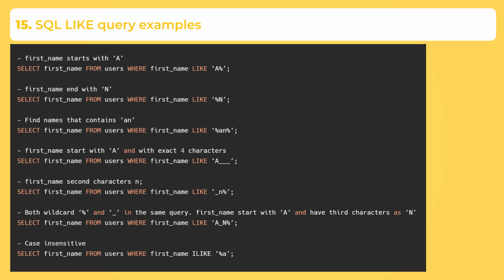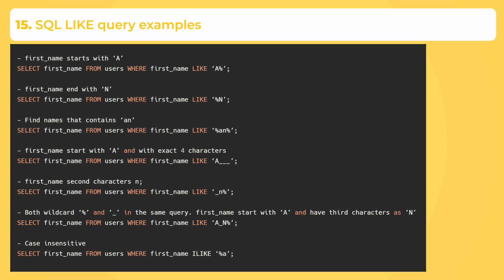Next one is find names that contain AN. SELECT first_name FROM users WHERE first_name LIKE in a quote, start with a percent symbol. Between the percent symbols, write the matching text. So when we apply this searching criteria, at that time we can use this query.